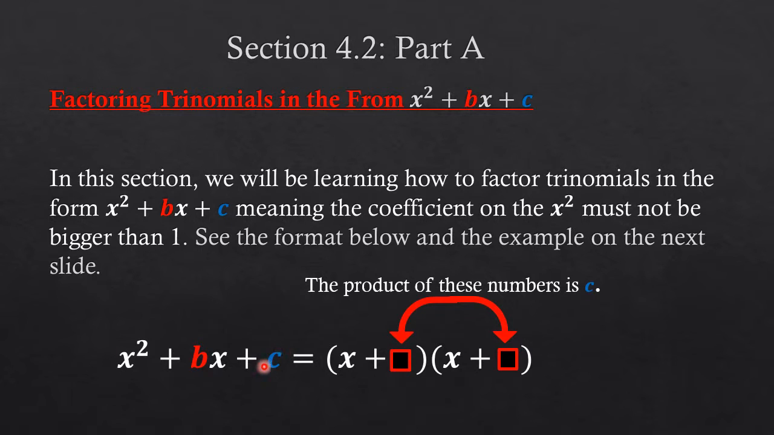Okay, and their sum must give you B. That means that when you add those same two numbers up, they must give you this term right here. So the BC method is known as the product of C to give you a sum of B.